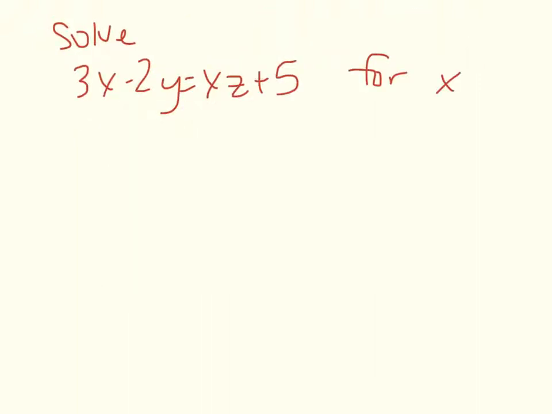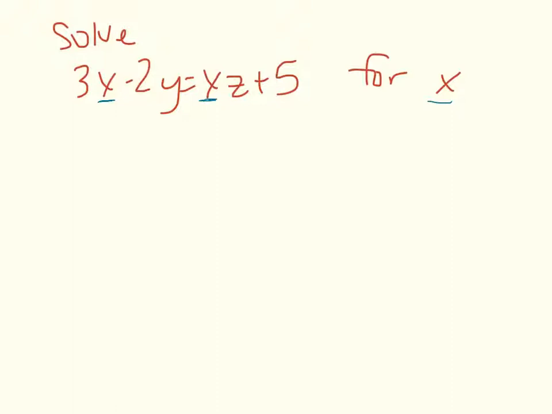Okay, let's do one more. 3x minus 2y equals xz plus 5, and I want to solve for x. So I say, okay, here's an x. Ooh, but now I have another x over here. So I've got a little bit of a problem.